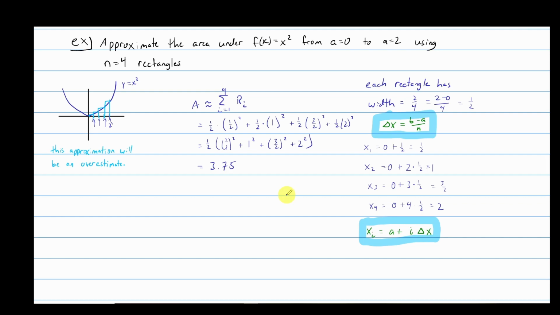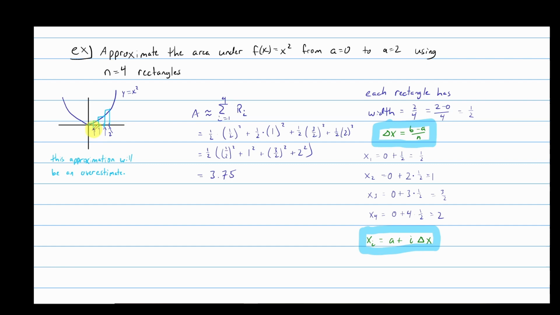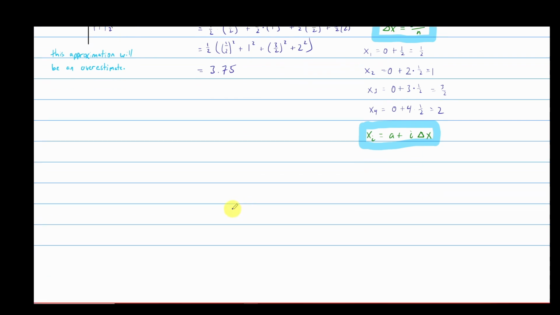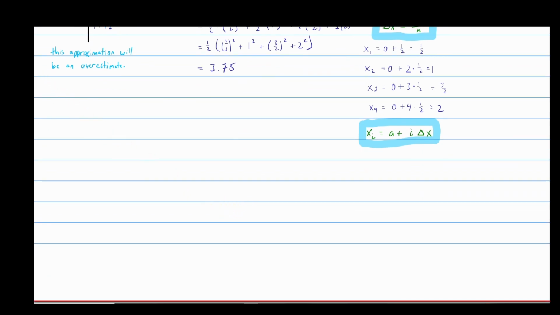Okay, I want to try this problem again. We'll go through another example. In this example, I used the right-hand endpoint, the right side of the rectangle, to determine the height of the rectangle. I didn't have to do that. Let's look at this same example, except using the left side of the rectangle to determine the height.